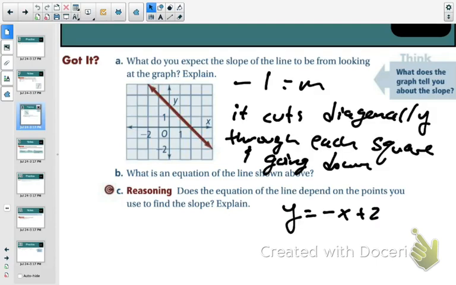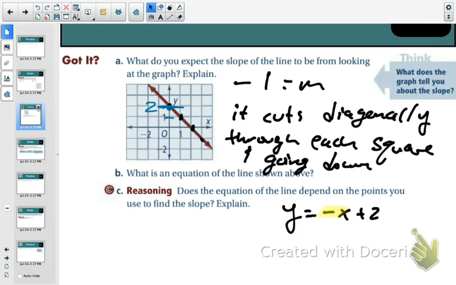All right, so the first question says, what do you expect the slope of the line to be from looking at the graph? So if you look at the graph here, notice that it cuts through every square. So your slope should be -1 because it's going down. Remember, you can just look at your graph to figure out if it's a positive or negative slope. So our equation would be y equals -1x, or just y equals -x. That's your slope, plus 2, because 2 would be the y-intercept here. It goes up 1, 2.